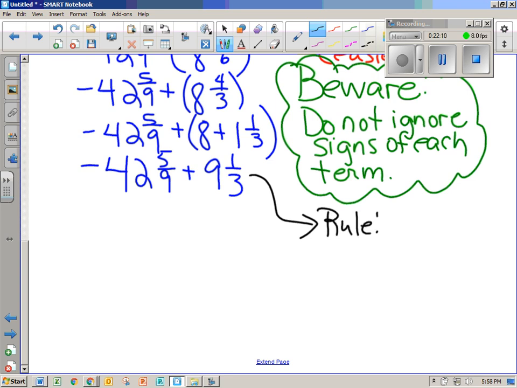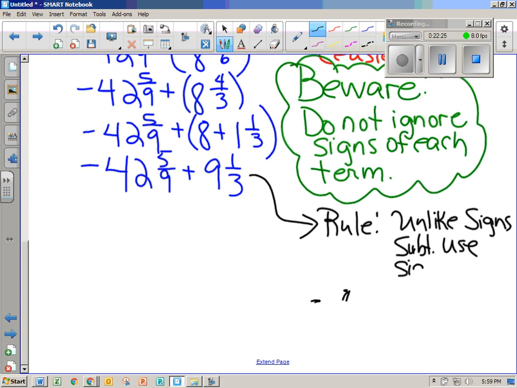Our rule is unlike signs, subtract, use sign of larger. So the sign of the larger is negative, so I'm just going to stick a big negative out here. And inside, I've got to rewrite this as a subtraction problem.